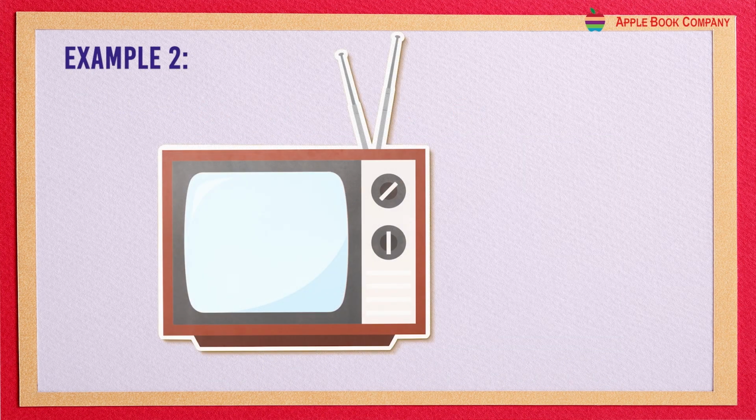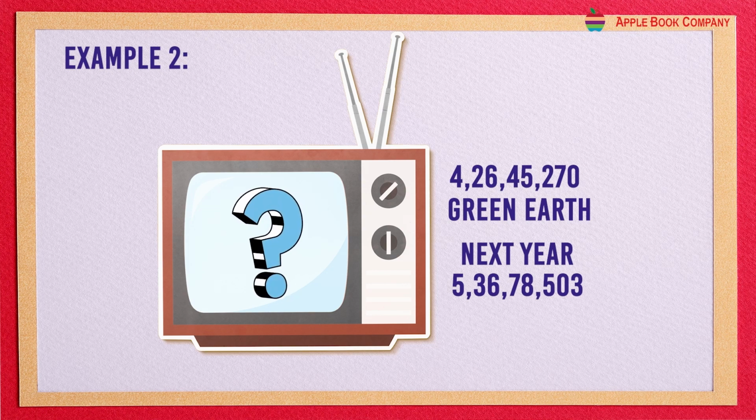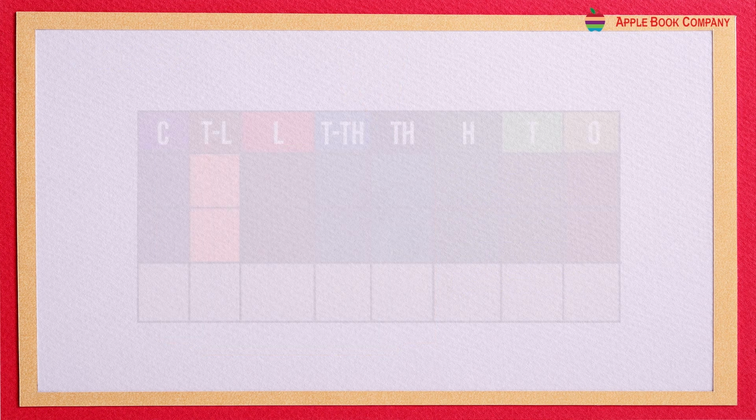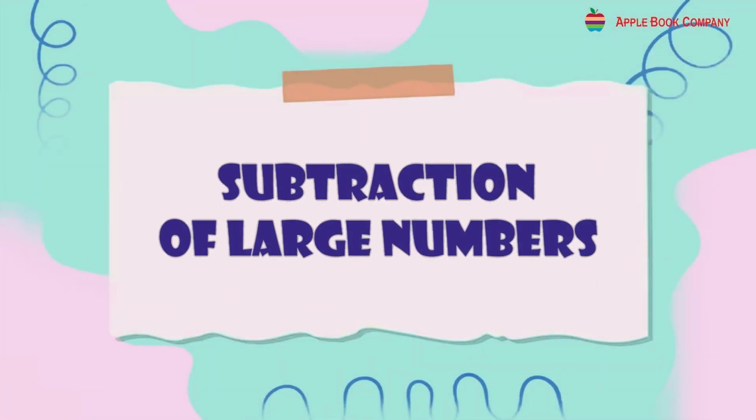Example 2. In a certain year, 4,26,45,270 viewers watched the TV channel Green Earth. Next year, 5,36,78,503 viewers watched it. How many viewers in all watched the channel in these 2 years? Now, when we add those numbers, we arrive at a total of 9,63,23,773.